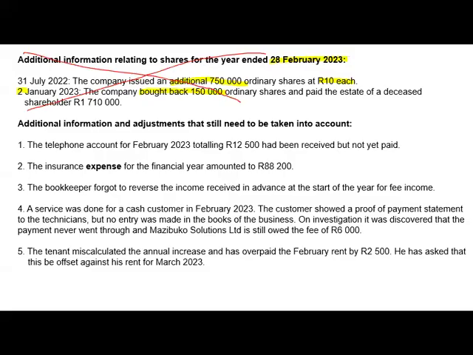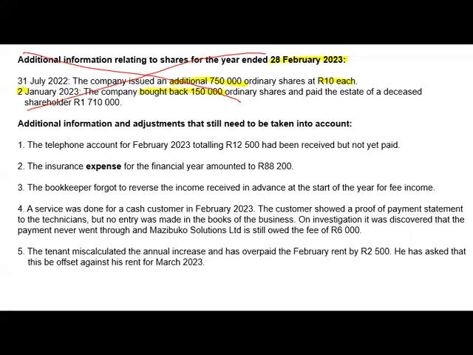It says the bookkeeper forgot to reverse income received in advance at the start of the year for fee income. I'm not even gonna entertain that because already we have done it. We knew from the beginning when it's there, what must you do with it? Reverse it, okay? But it's nice when they tell you under adjustments that you need to reverse it.